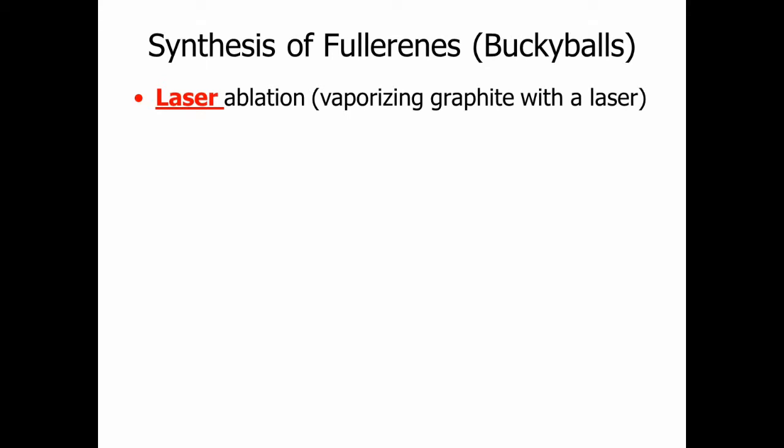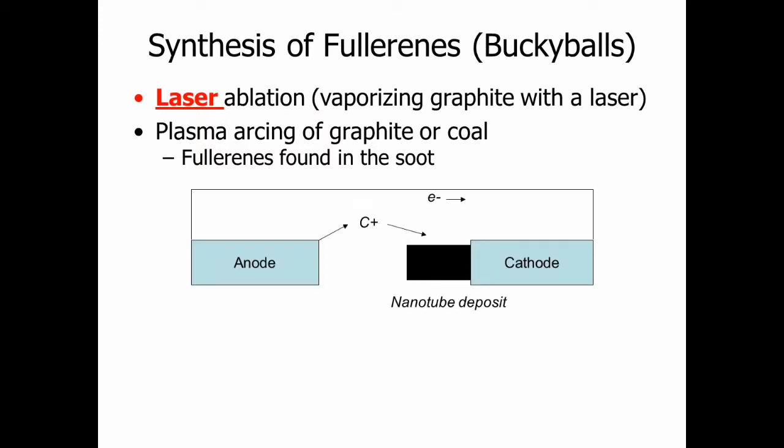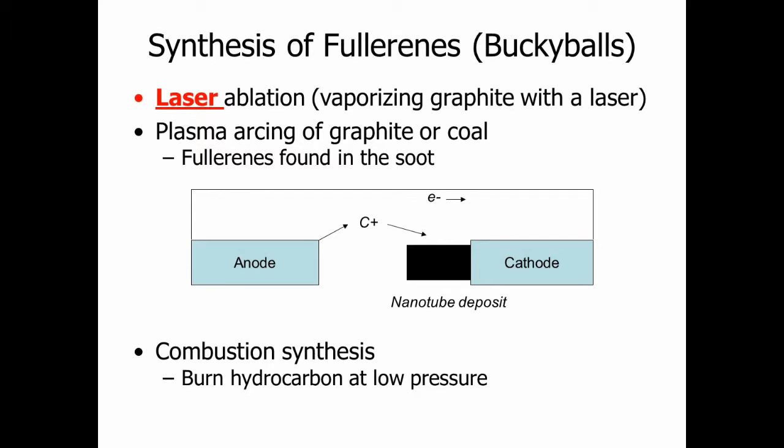How do you make buckyballs anyways? Well, one way is laser ablation, which is literally taking a laser and vaporizing graphite. There's also something called plasmic arcing, which involves electricity, and you allow these electrons to jump, and basically there ends up being a deposit of buckyballs on the cathode. You can also just burn things, like in a campfire, for example. There are buckyballs that are being produced naturally.